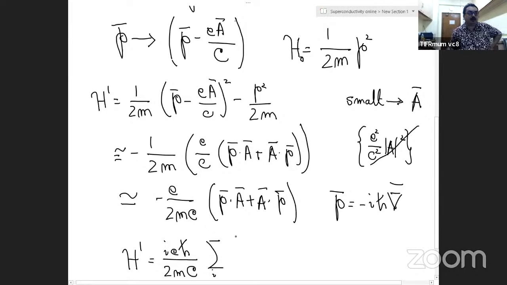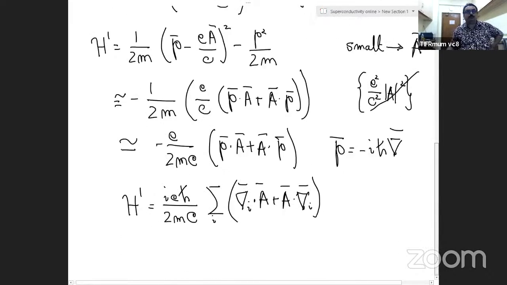If I have n particles, then it will become psi i dot A plus A dot del i. All right, this is my first quantized Hamiltonian. All of you have done this. You have done the quantum mechanical problem of a particle in a magnetic field. Possibly many of you have also solved the Zeeman effect problem.